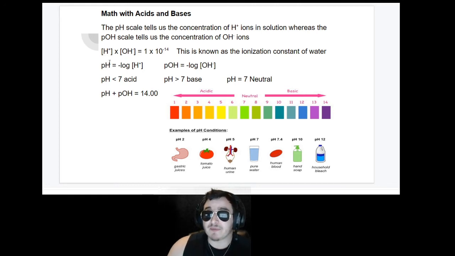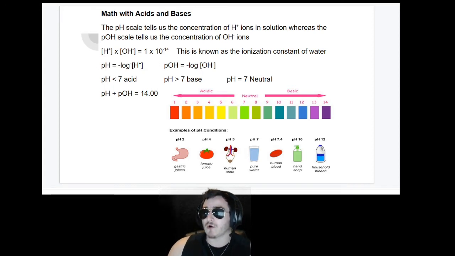If I'm solving for the pH, notice that it's just H, I'm going to use the negative log of the concentration of H pluses. If I'm going to solve for the pOH, then I'm going to use the negative log of the hydroxide concentration, OH, right? So you have to really pay attention to what you're solving for and what you're utilizing.